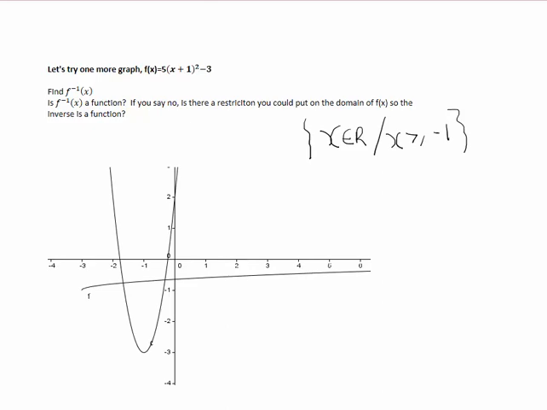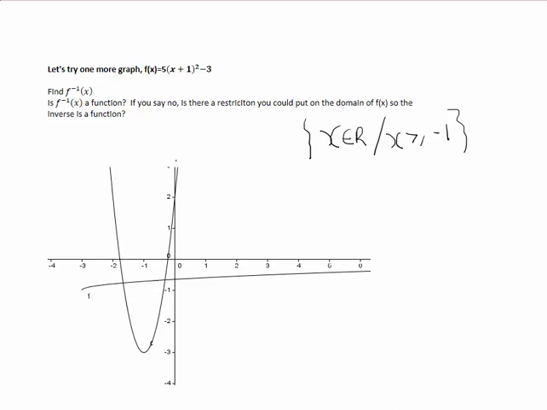Now that you have completed your work, hopefully this is what your graph looks like. At the beginning, you may have had the rest of your parabola going like this, and then you realized that this was not a function. So if you put restrictions on your original graph, let's get rid of this now.